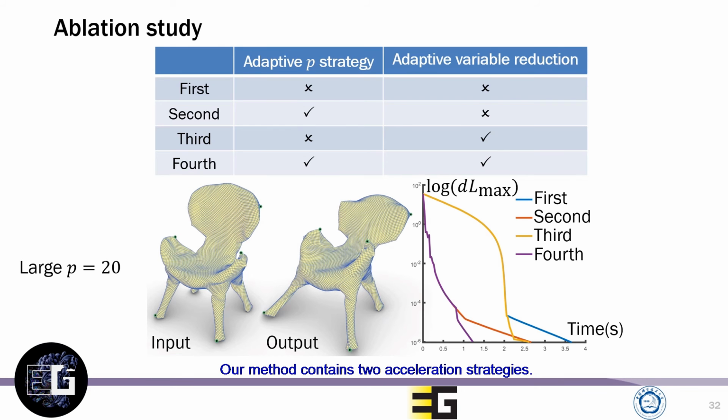Our method contains 2 acceleration strategies. Here we perform an ablation study to show how each strategy improves the convergence rate. 4 methods are studied as in the form. It shows that both strategies contribute to optimization acceleration.